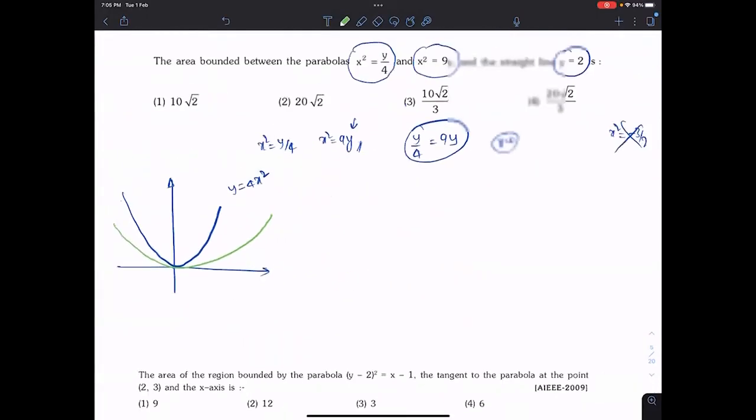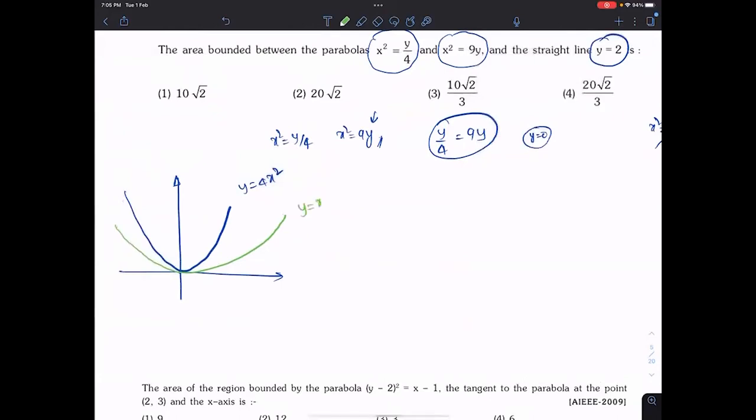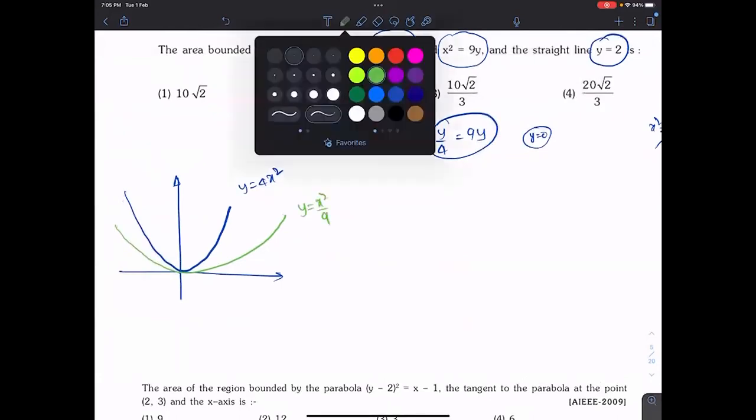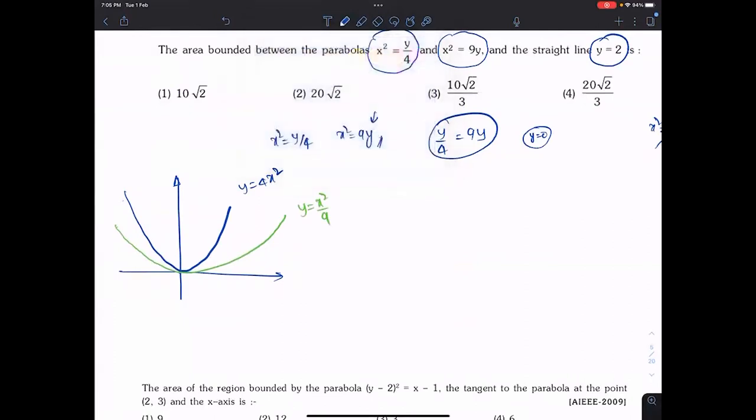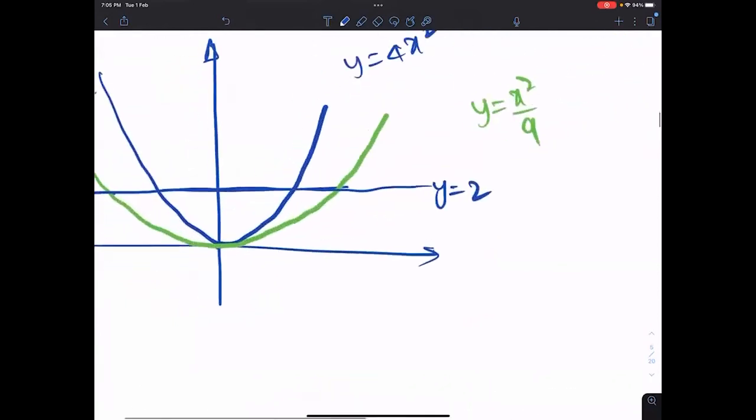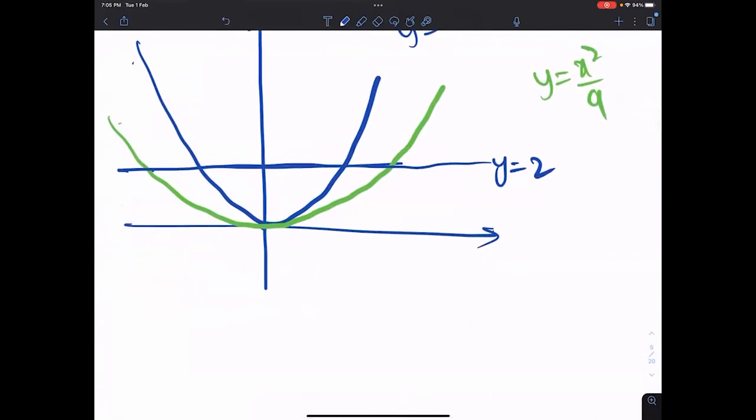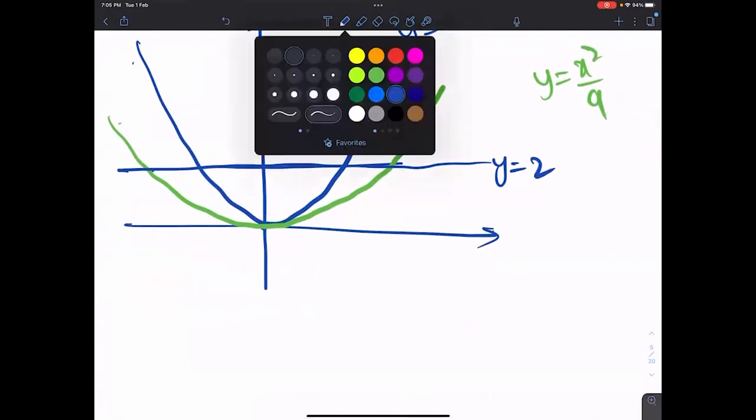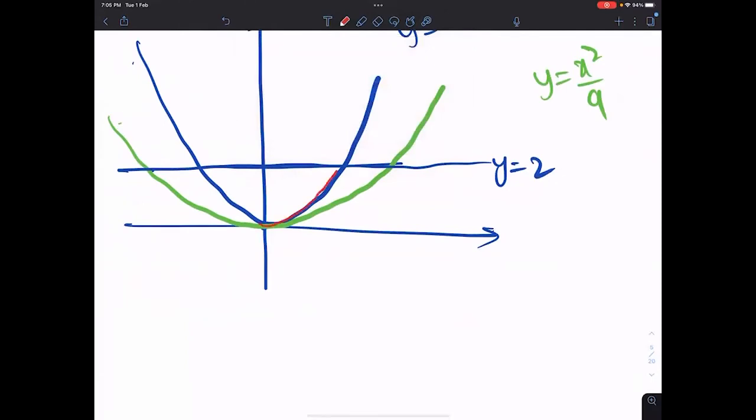Okay. So this is nothing but y equals x square by 9. And y equals 2, they are saying. So draw y equals 2. So it will be somewhere here like this. Sorry, on the right side, the symmetry I have not maintained. Yeah. So then y equals 2 will be like this. Now area bounded by these three means you have to see the area for which these three are the boundaries. So can I say this one?